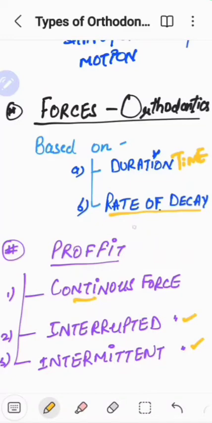Rate of decay means that whenever a force is applied onto the tooth using various orthodontic appliances, could it be fixed, removable or orthopedic appliances, after the force application there is some fall or decline in the level of the force being applied. That is called the rate of decay. Decay means there is a decrease in the initial level of force applied.